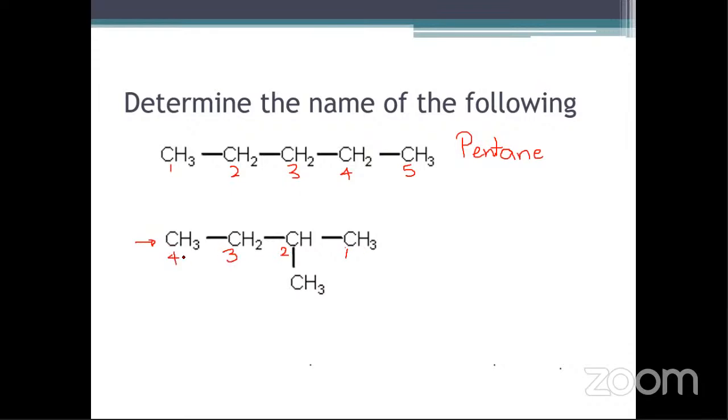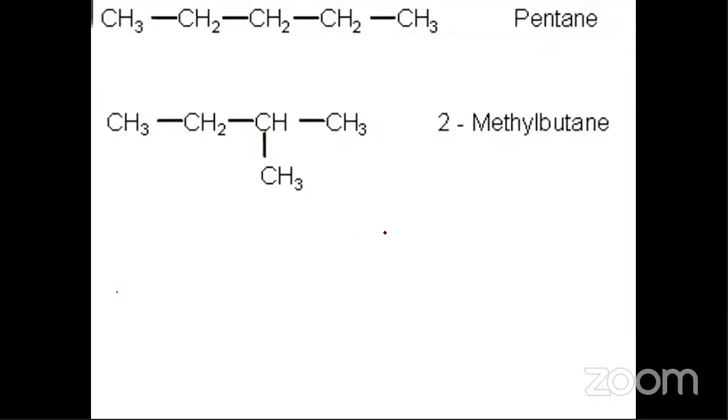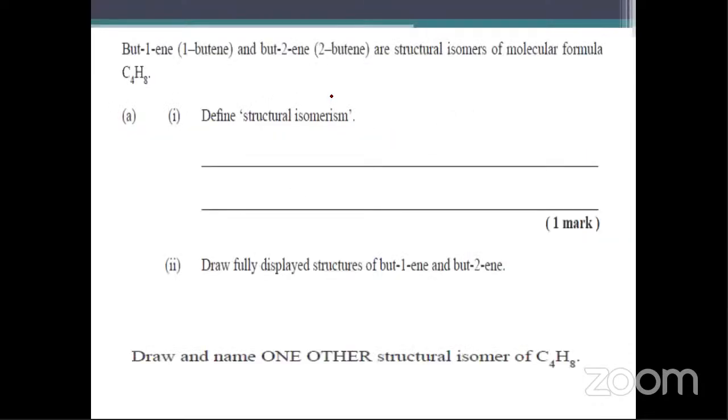So we see 4 carbons. Now we have here a methyl group, and that methyl group is on carbon number 2. So we start with the number 2, a dash between it, so it's 2-methylbutane. And it's butane because it has 4 carbons in the longest chain. All right, everybody comfortable with that? Yes, miss. All right, and those are the answers, obviously. Let's look at this.